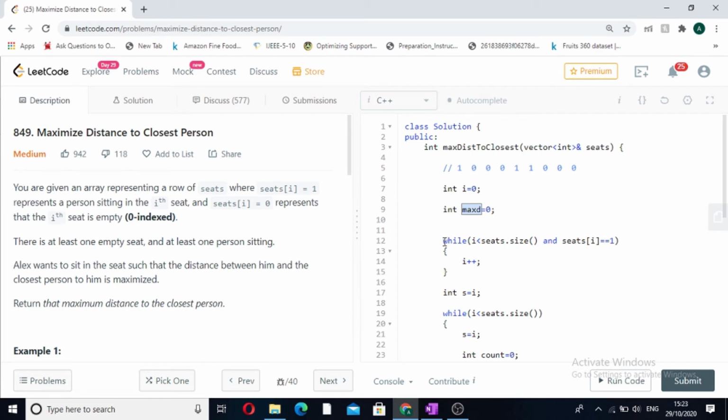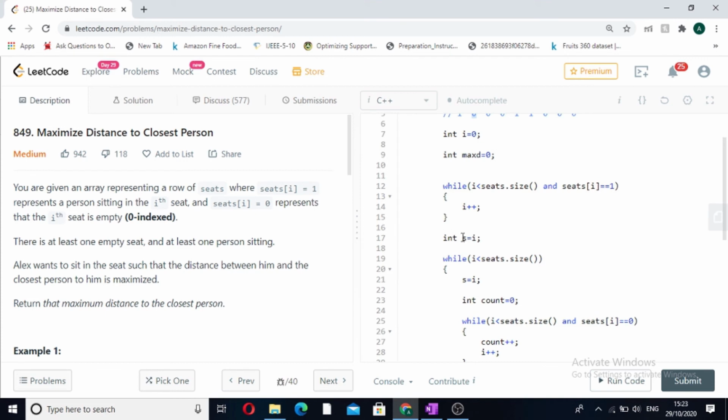Now I have written a while loop: while i is less than seeds.size() and seeds[i] is equal to 1, I do i plus plus. Because in this question we have to first find the maximum continuous zeros, so we have to surpass all the ones which are coming in the array. So first of all i was 0, and while i is less than seeds.size() and seeds[i] is equal to 1, i plus plus. After this while loop ends, our i will be pointing to this 0. It will surpass this 1, and now i will be pointing to this 0. Now I have taken a variable called s equal to i.